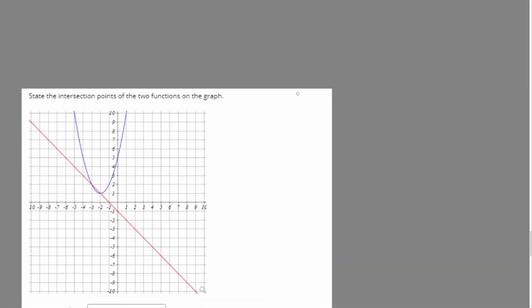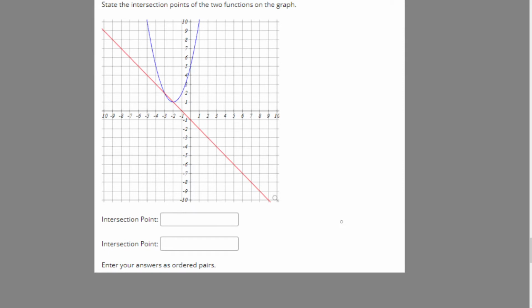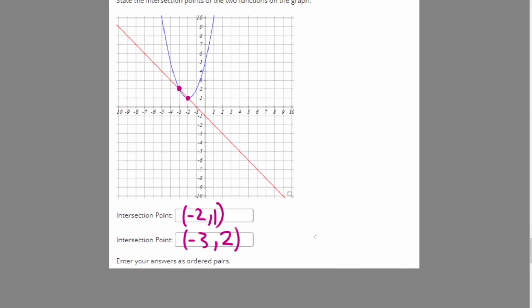Whoops. And then for the last problem, it's telling us to state the intersection points of the two functions on the graph. It's a little bit hard to see, but it looks like it hits here and here. So our intersection points are going to be (-2, 1). I don't believe it matters which one you put in which. And then (-3, 2). And you might be confused why I'm using normal parentheses. It's because we're talking about coordinate pairs and not domain and range or inclusion or exclusion. We're just saying, where does it intersect?